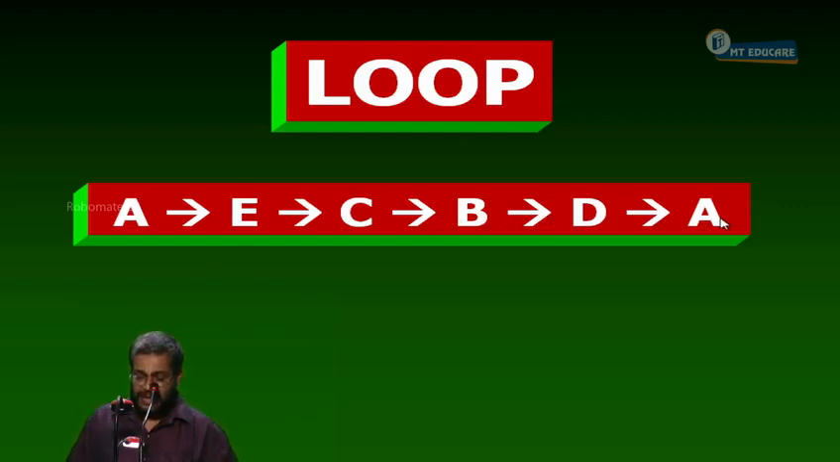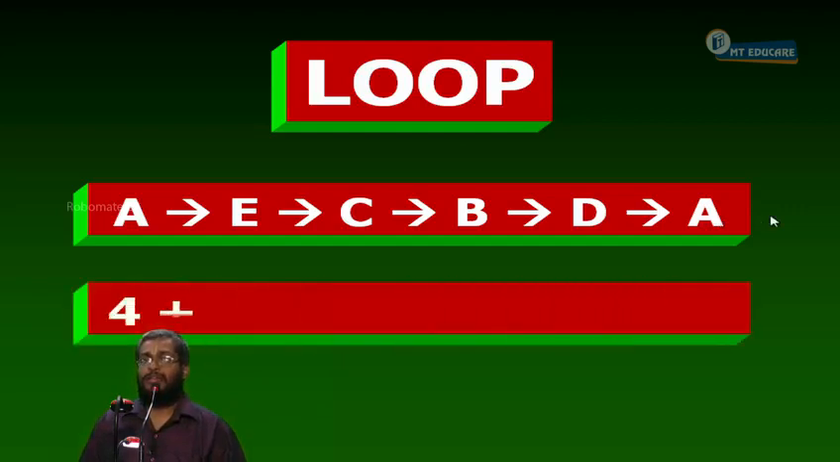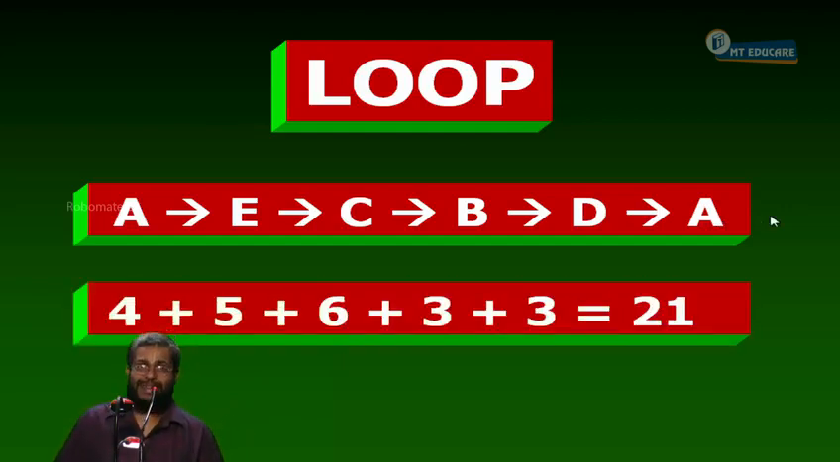Now the cost. A to E: what is the A to E cost here? 4 plus. Write along with me. E to C: what is the cost? 5 plus. C to B: what is the cost? 6 plus. B to D: what is the cost? 3 plus. D to A: what is the D to A cost? 3. So 4 plus 5 plus 6 plus 3 plus 3 is equal to 21.